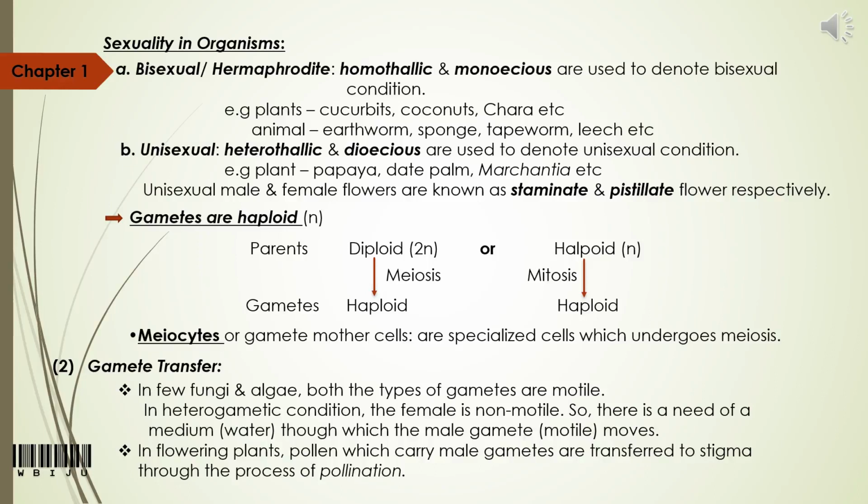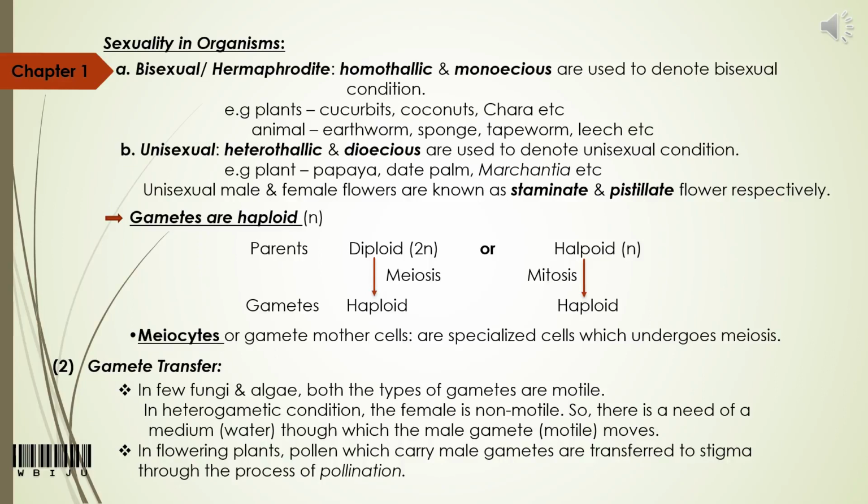So from this, we know some terms related to bisexual and unisexual. So bisexual, you can call it homotelic, hermaphrodite, and monoecious. And unisexual, you can call it dioecious.